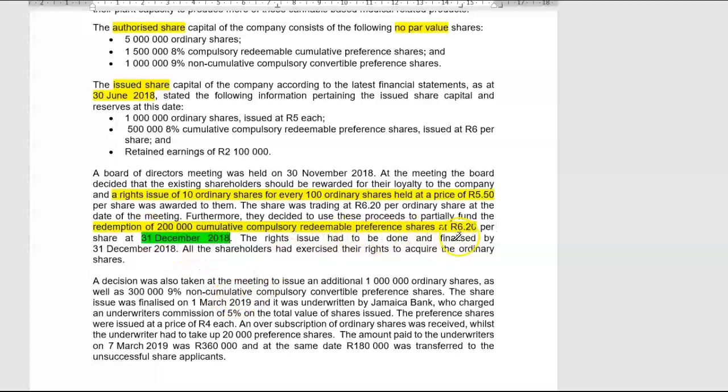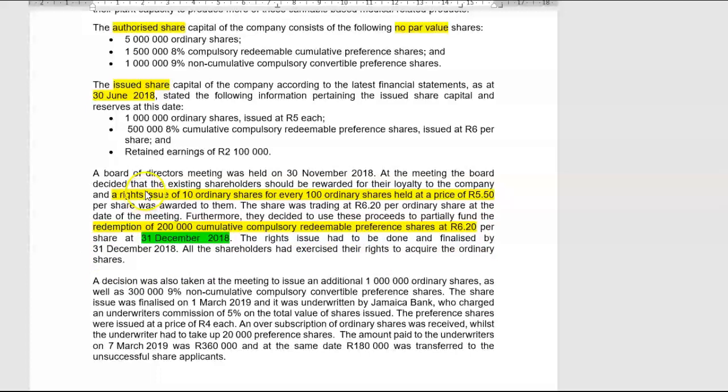The rights issue had to be done and finalized by 31 December 2018. All the shareholders had exercised their rights to acquire the ordinary shares.